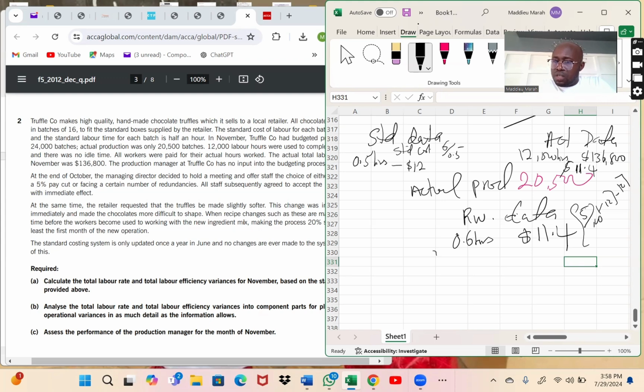Let me do this calculation again. You take 20, divide by how much? 100, multiply by, what are you comparing it to? 0.5, the basic standard. 0.5 hours. So this is the difference plus the 0.5. Okay, that's it.